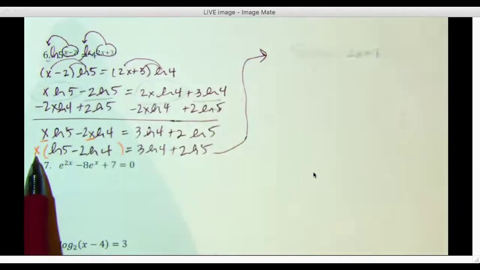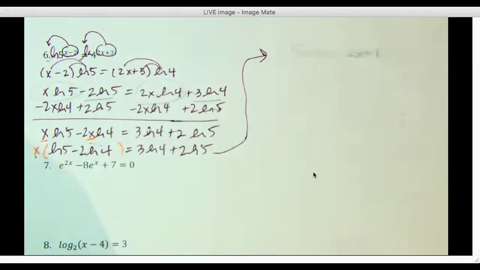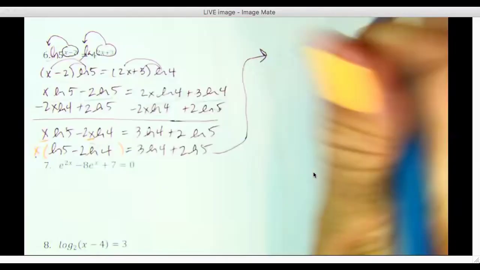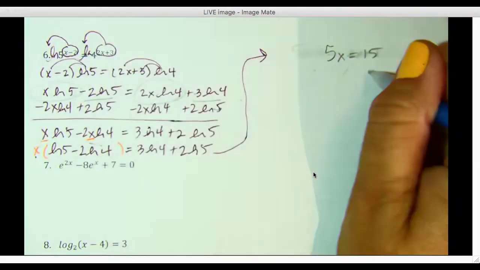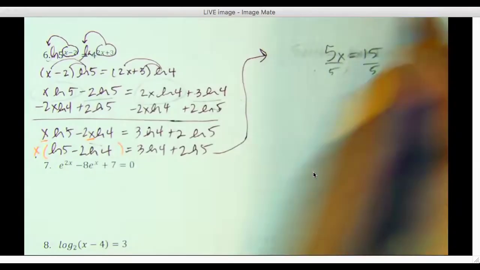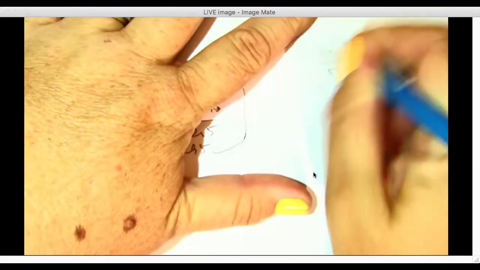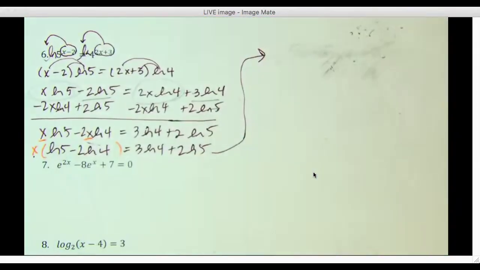And now I have x times this number equals this number. So I'm going to divide that number over. So this is kind of like if I had 5x equals 15. I would divide both sides by 5. And so this piece here is like that 5. I can go ahead and divide both sides of my equation by that number.